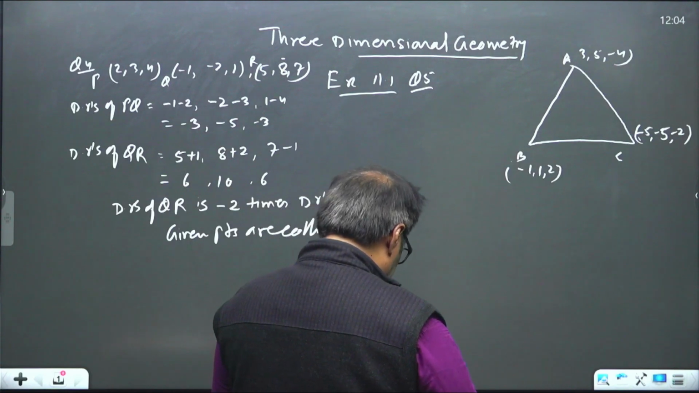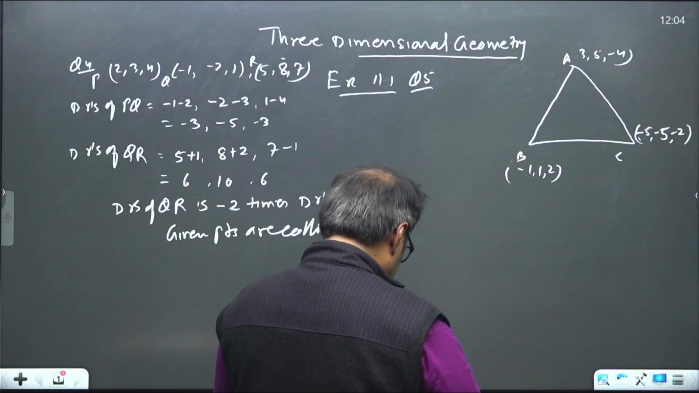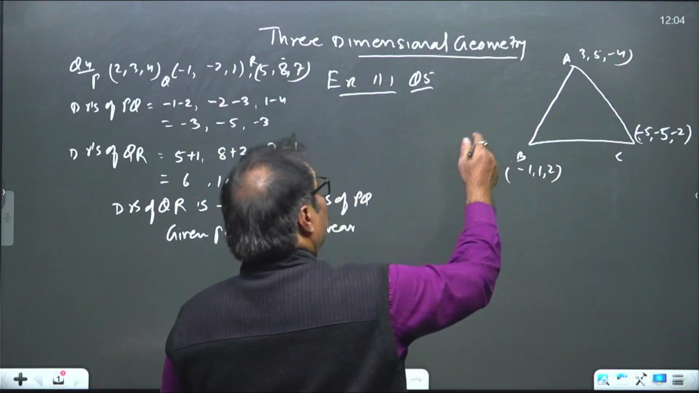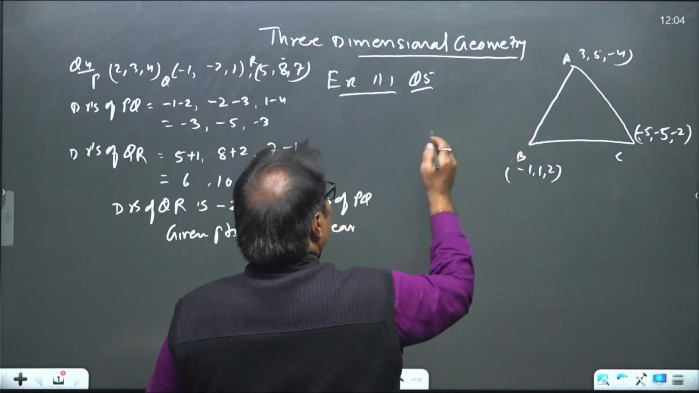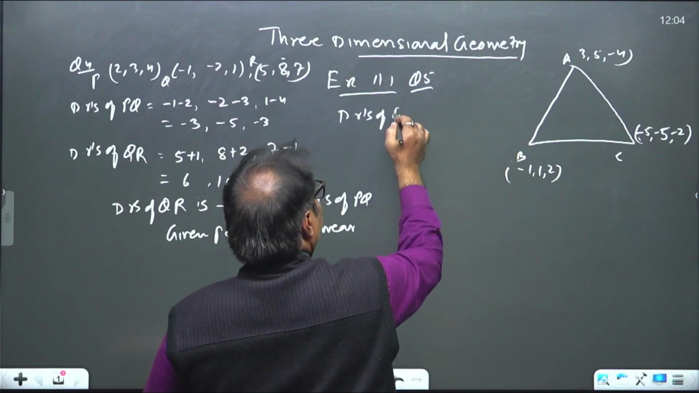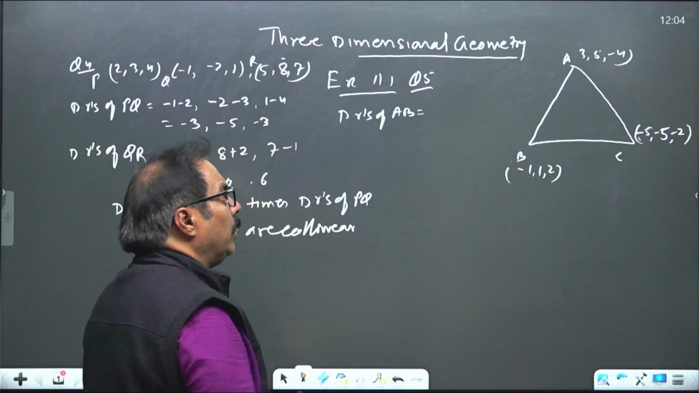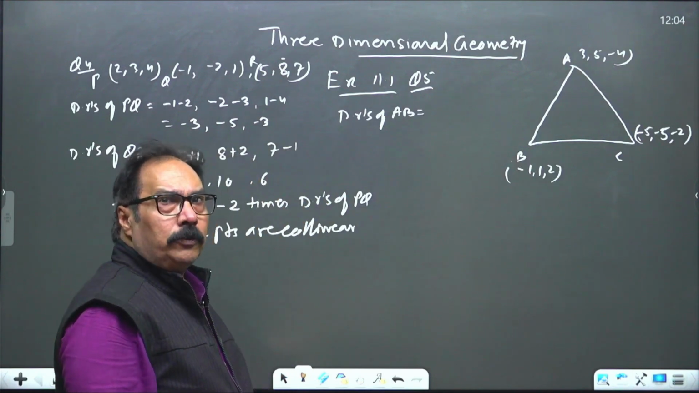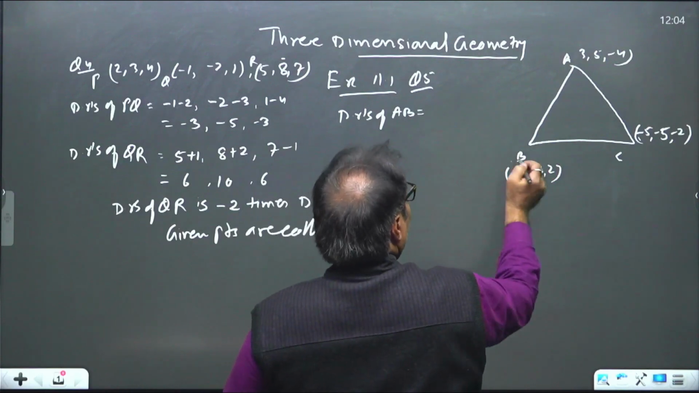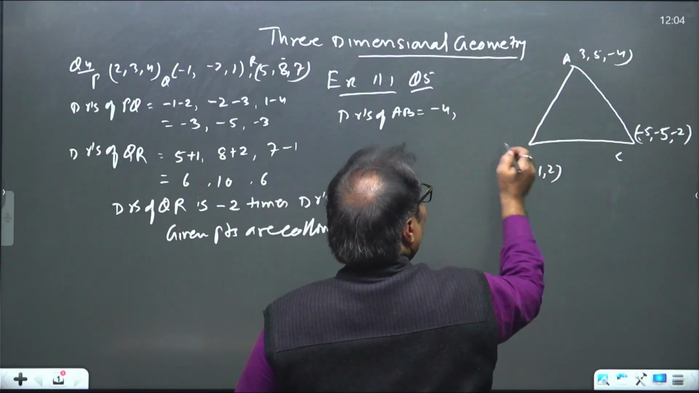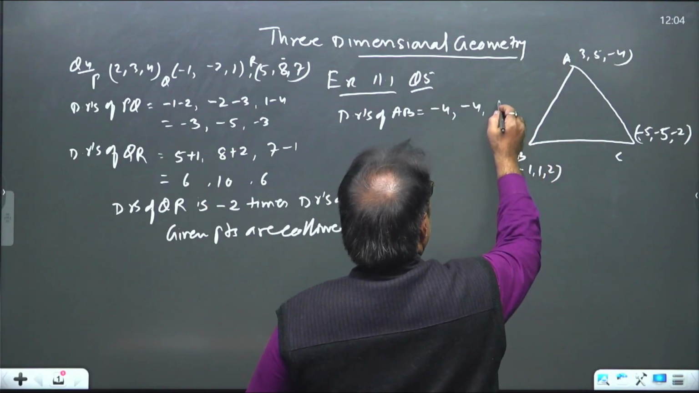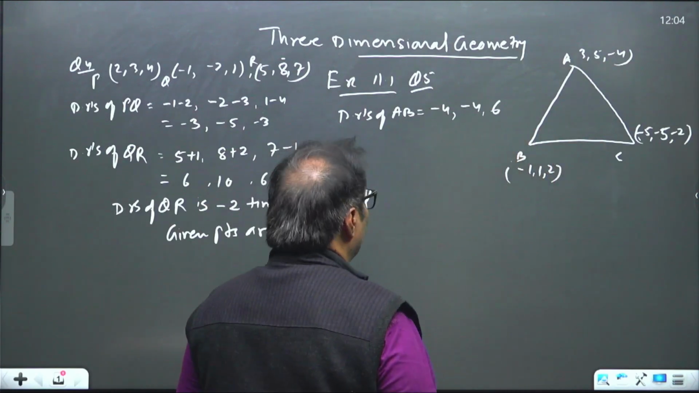So we have to find the direction ratios. The question is to find the direction cosines. So first of all, we will find the direction ratios of the side AB. By applying the formula x2 minus x1, y2 minus y1 and z2 minus z1, this will be equal to minus 1 minus 3, which is minus 4, and 1 minus 5, which is minus 4, and 2 plus 4, that is 6. This is the direction ratios of AB.